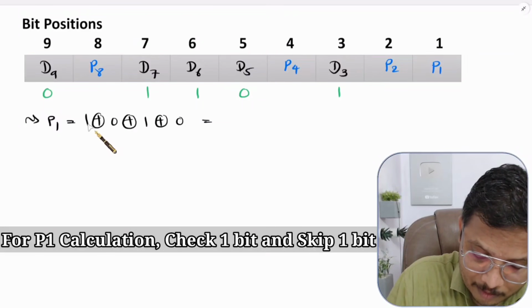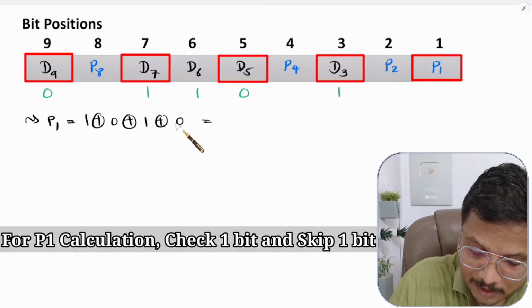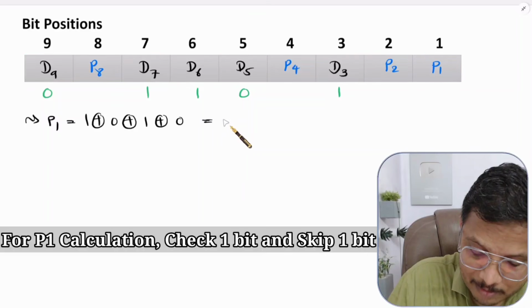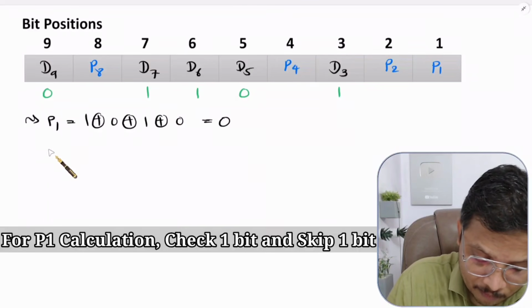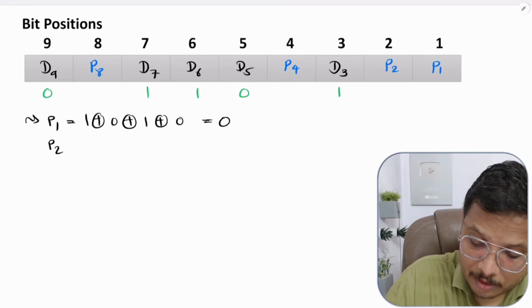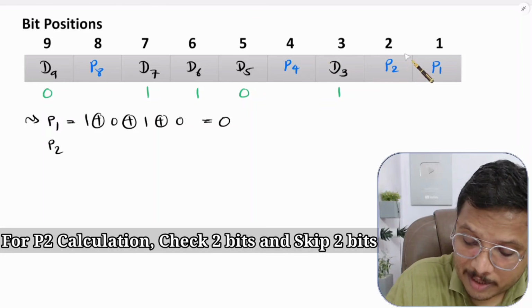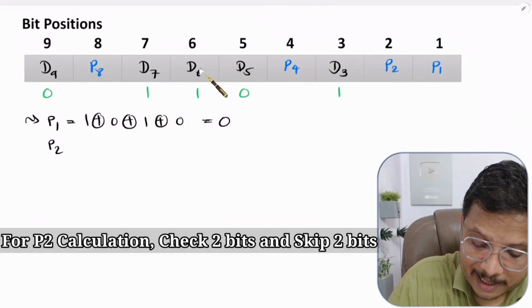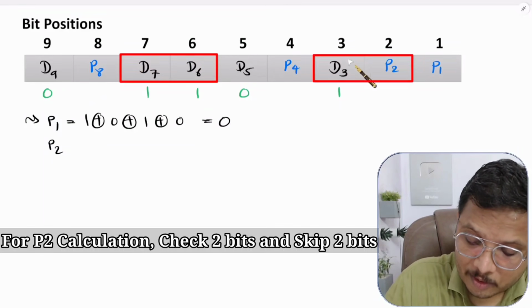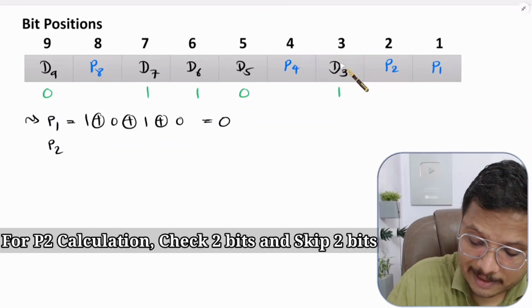So this will be 1 XOR 0 XOR 1 XOR 0. Two ones are there, so this result will be 0, right? Now for the calculation of P2, check 2 bits and skip 2 bits. Remember this: check 2 bits and skip 2 bits. So check 2 bits, in that D3 comes, which is having 1.